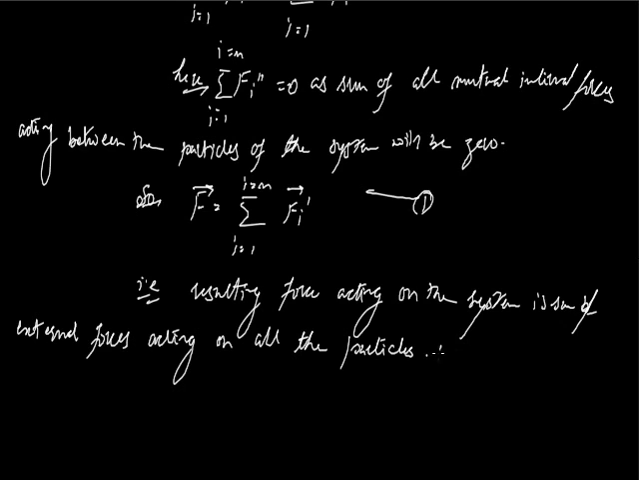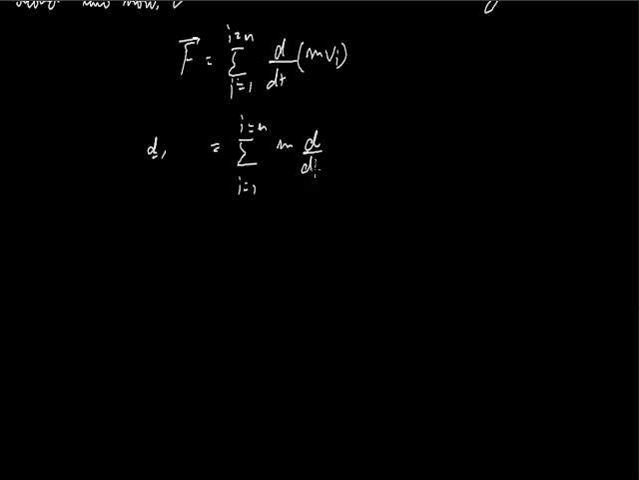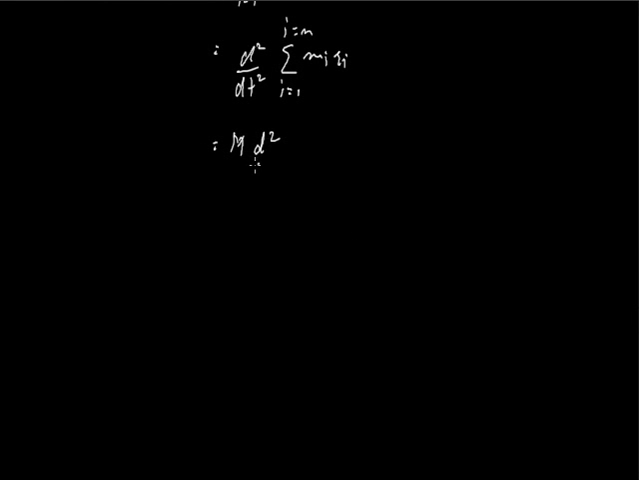Now according to Newton's second law, F will be d by dt of mv, or in other words we can write the sum from i equal to 1 to n of mi, d by dt of vi. Here m will be a constant, so it will be outside, d square by dt square of ri, or we can say F equals d square by dt square of the sum from i equal to 1 to n of mi ri.